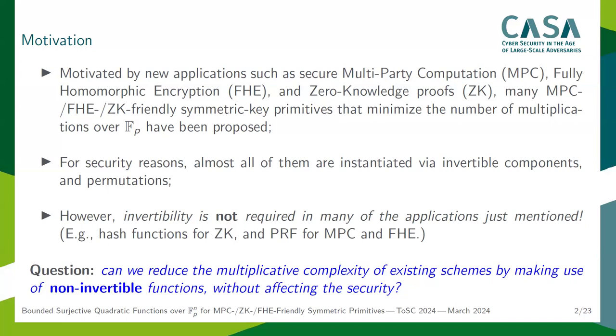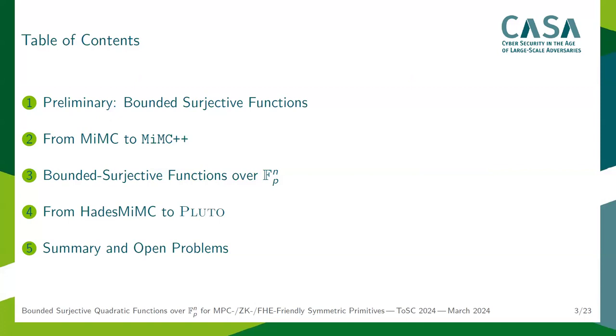First of all, I'm going to define what I mean by bounded surjective function, and then I start to propose some examples. I don't want to propose a new scheme; I want to show how to modify existing schemes by using non-invertible components. For example, I start with MiMC and I'm going to propose MiMC++. Then I need to show how to set up this bounded surjective function over F_p^n, and then I'm going to use this result on other MiMC variants. And I'm going to conclude with some open problems.